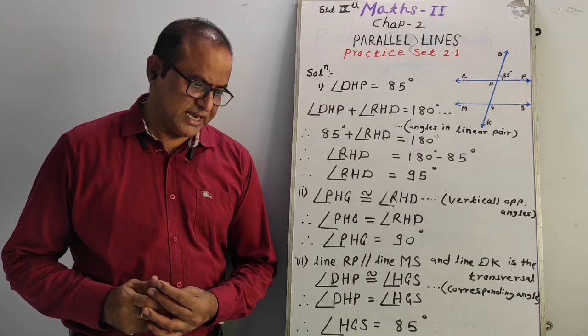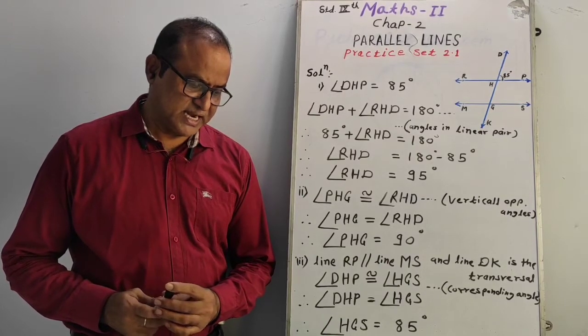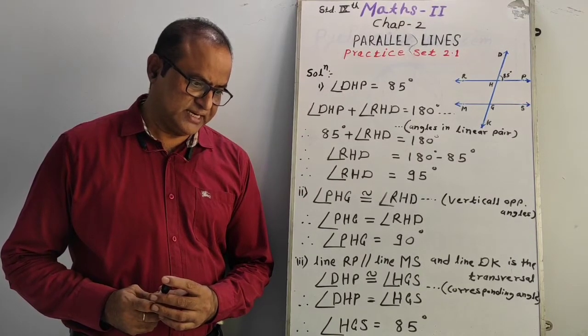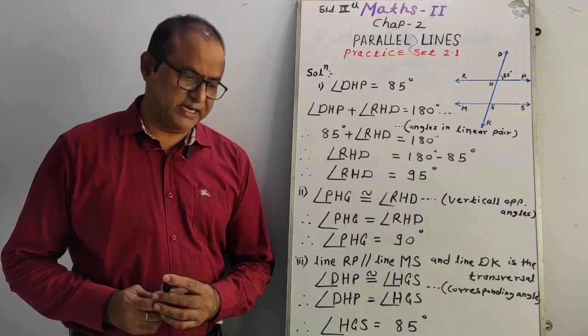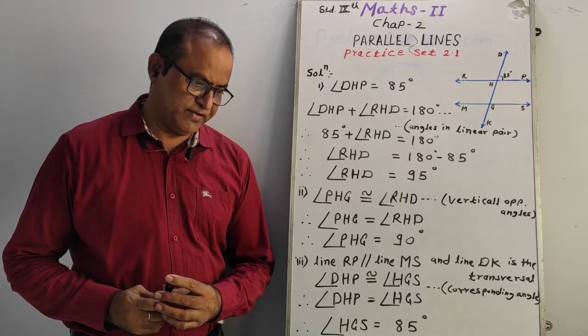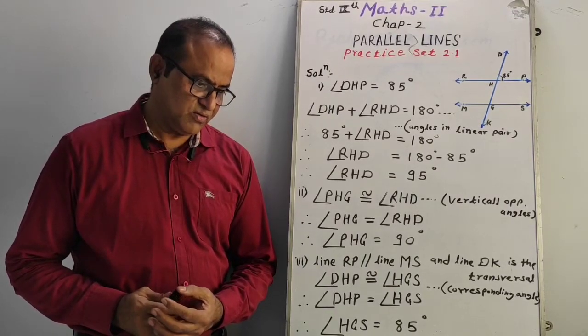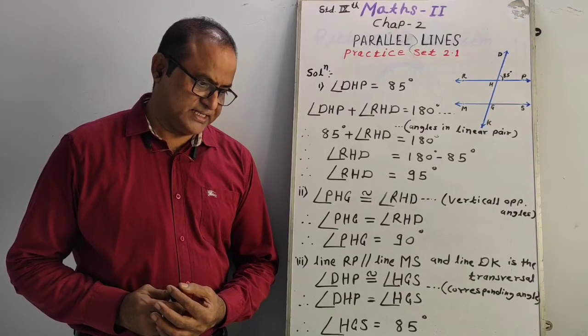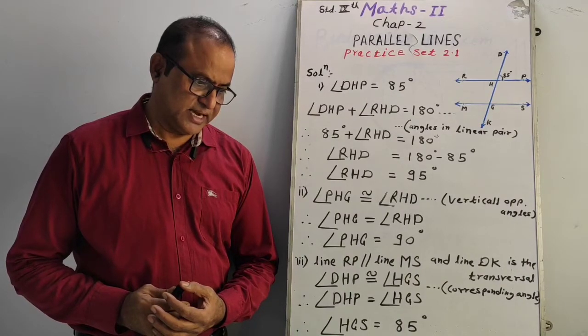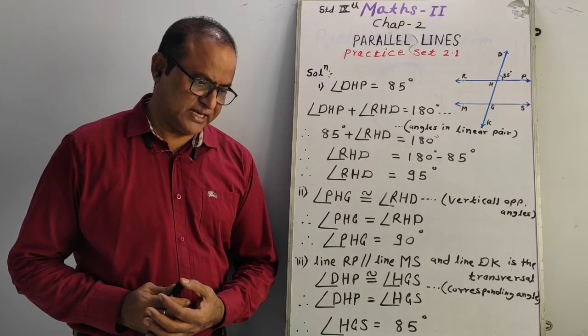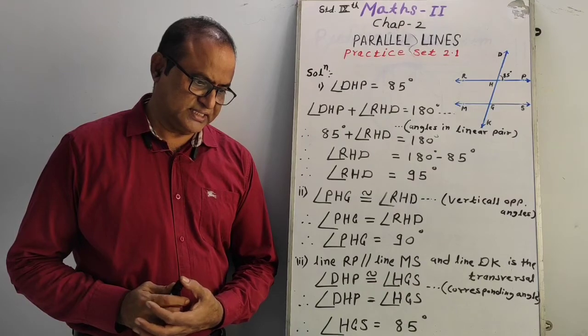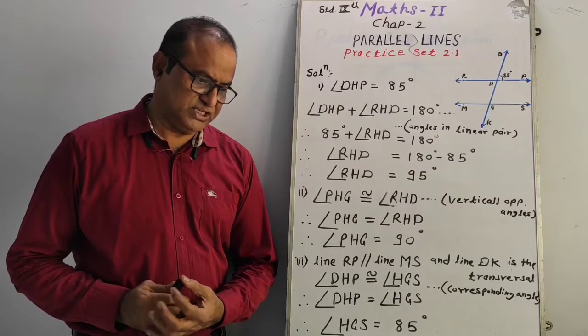In the figure, line RP is parallel to line MS and line DK is their transversal. Angle DHP is equal to 85 degrees. Find the measure of the following angles. First, angle RSD. Second, angle PHG. Third, angle HGS. And fourth, angle MGK.